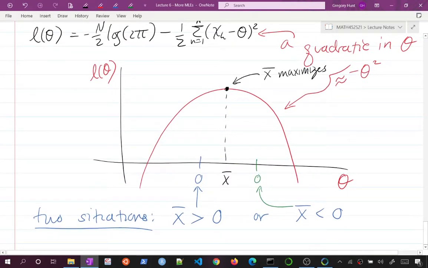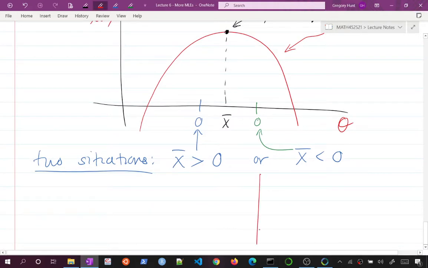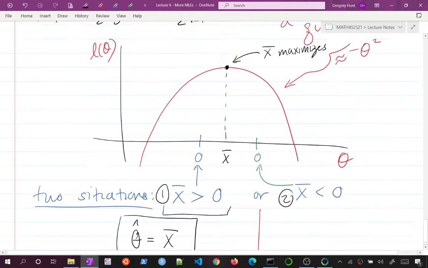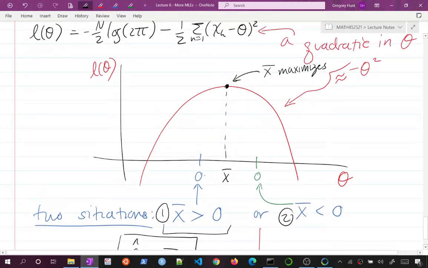And so, two situations. In the case where x bar is positive, this is easy. Theta hat is going to be x bar as before. So this is, let's say, case 1, case 2. Why? In this case, if 0 is over here, my likelihood function, or the part I'm maximizing over, is this part of the curve, right?